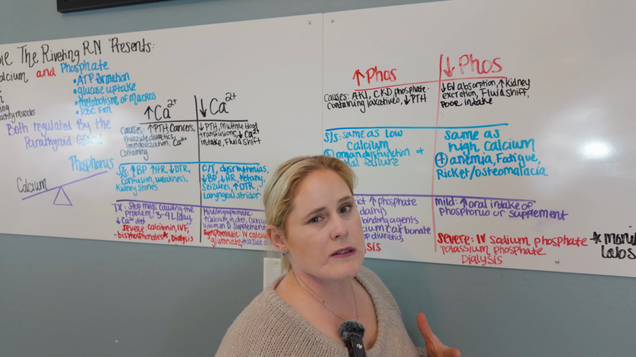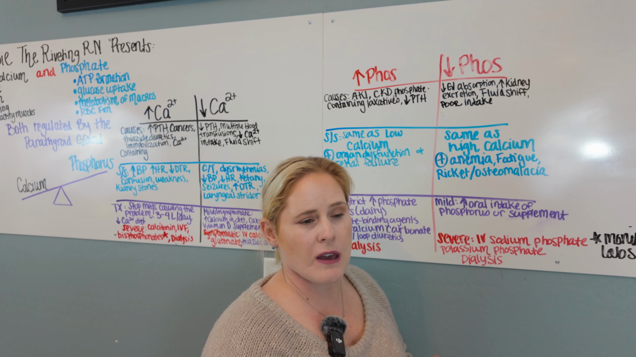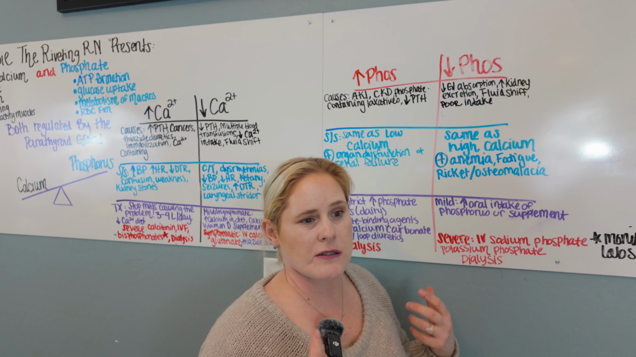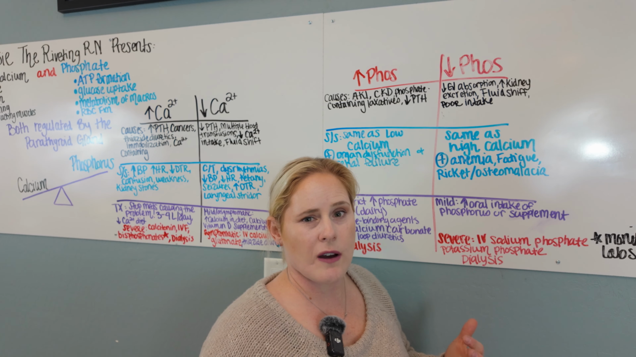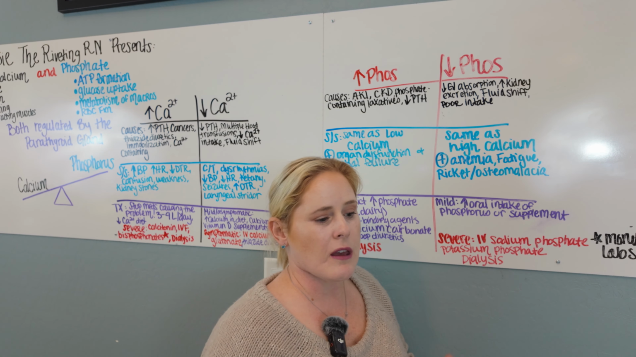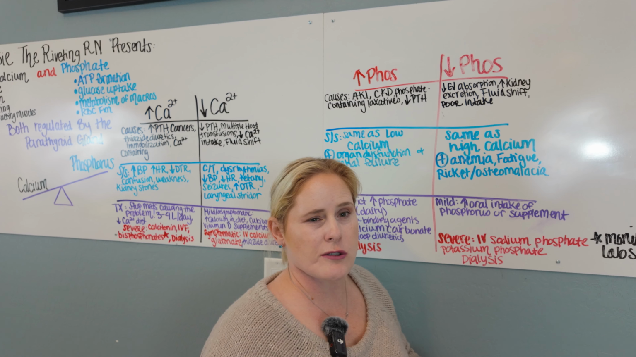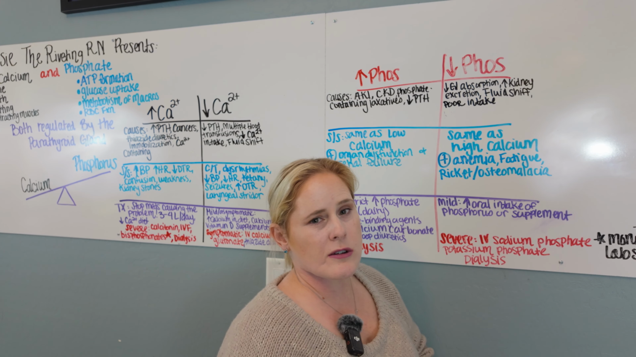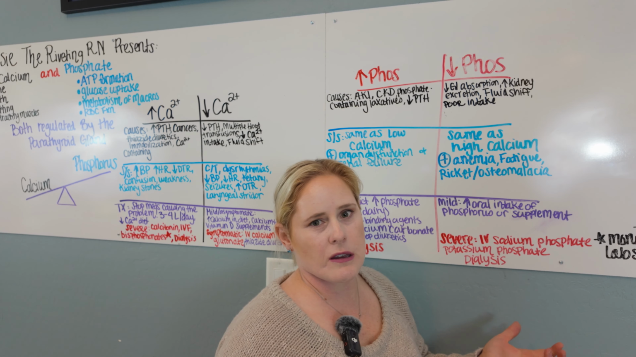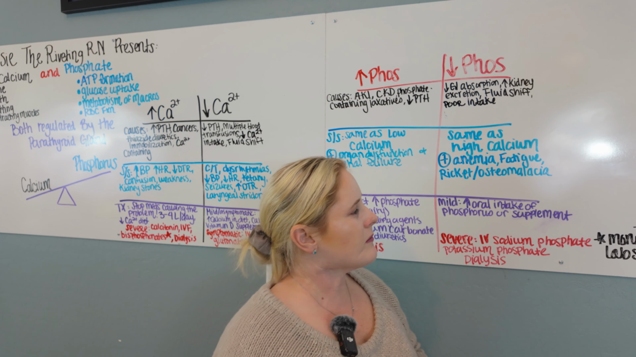Other things that you're going to see is possibly anemia because the red blood cells are functioning improperly because you do need phosphate for red blood cell function, and it decreases that oxygen transportation. You're going to have fatigue, rickets, or osteomalacia, which is basically rickets, but in adults.